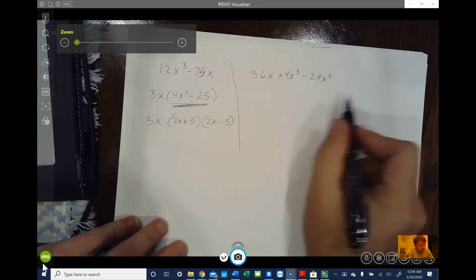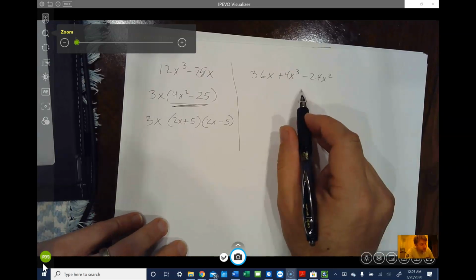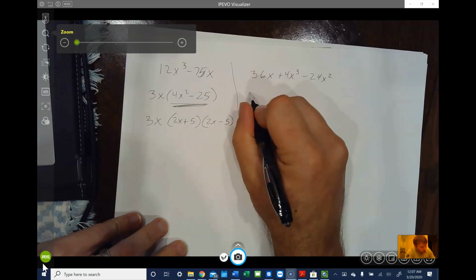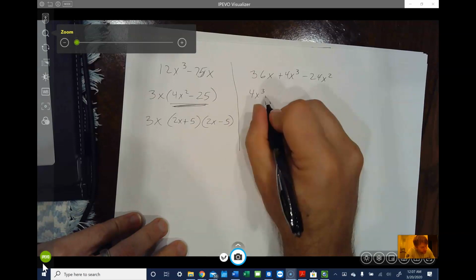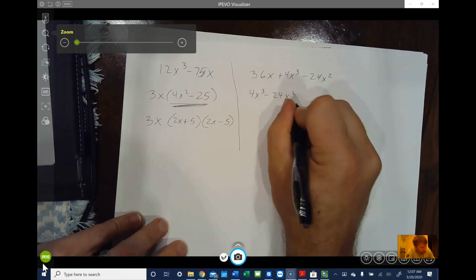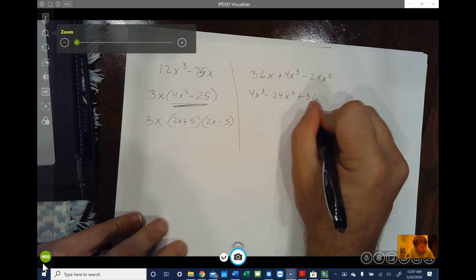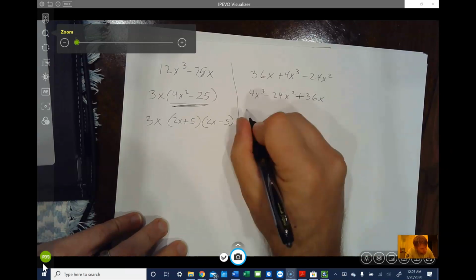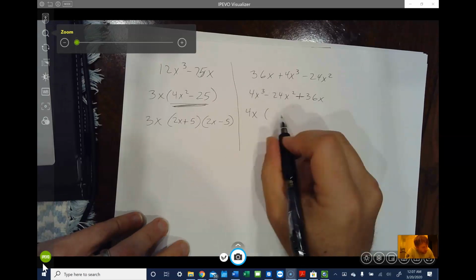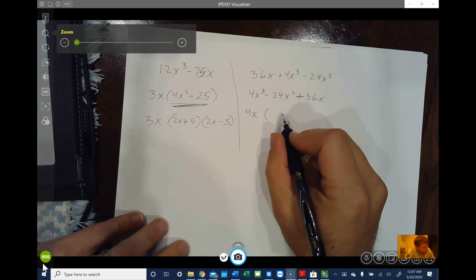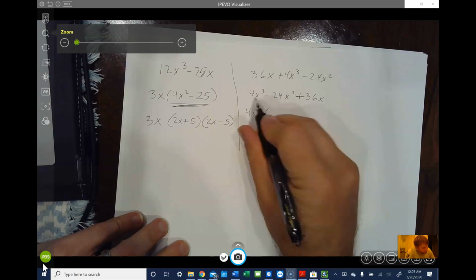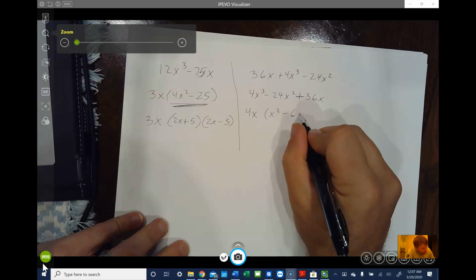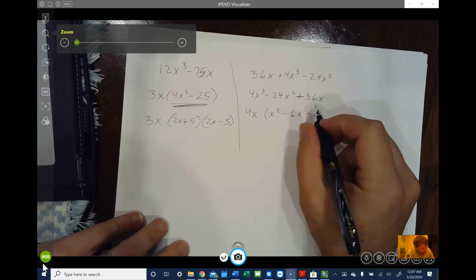Okay, now look at this one. We want to rearrange this first. I'm going to put it in standard order, which is the highest exponent first. 4x cubed comes first. The next highest exponent is minus 24x squared. Then the plus 36x. Look for GCF. The GCF here is 4x. What is left when I factor out a 4x? I have x squared minus 6x plus 9.